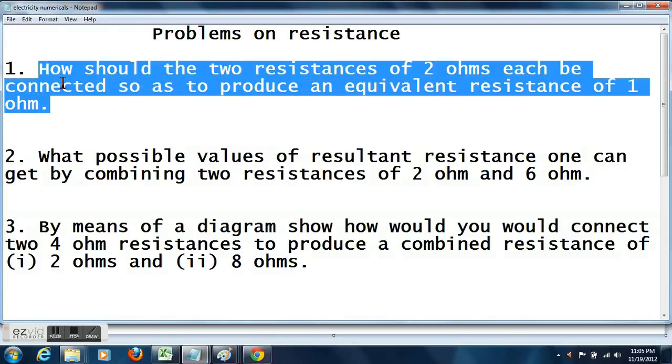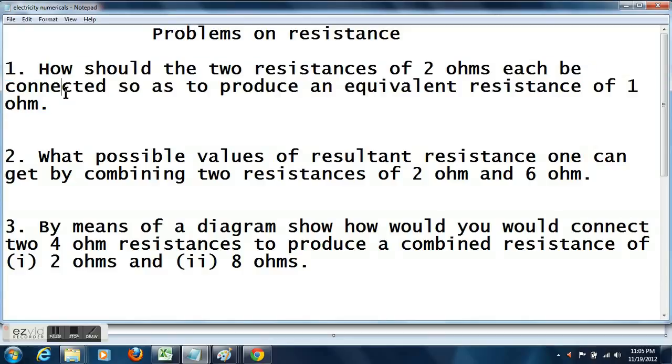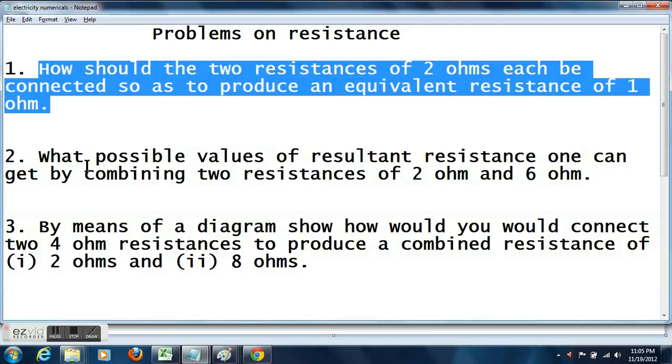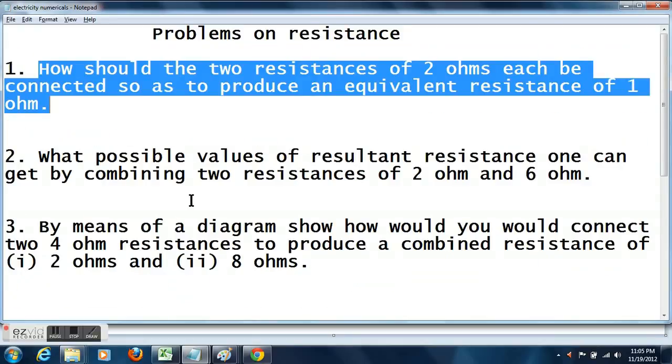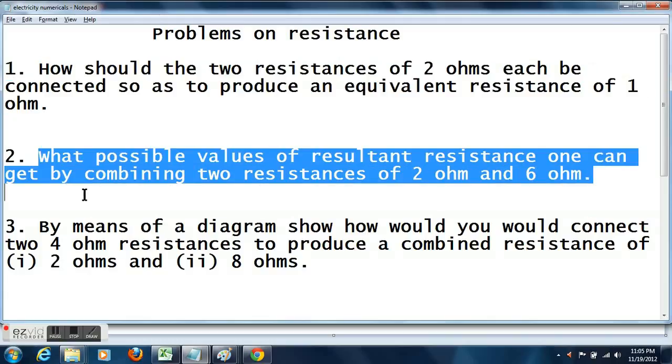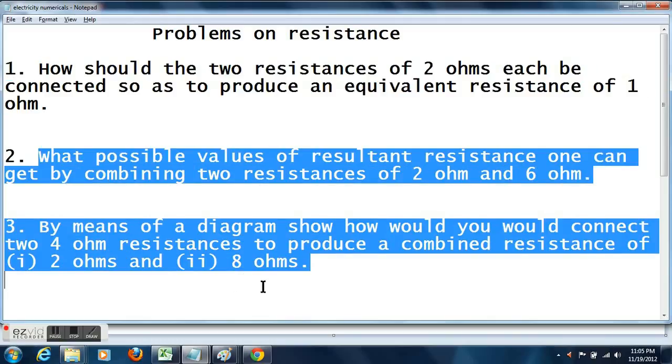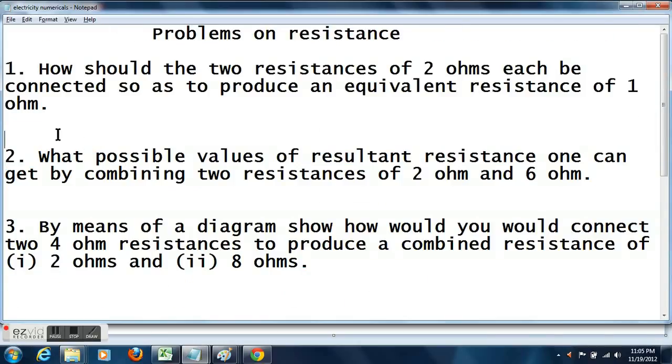Then I will be reading out a few more problems which you can start solving on your own, and from the next tutorial, when I will provide solutions for these remaining problems, you should be able to verify your result. So the first problem is like this: how should the two resistances of 2 ohms each be connected so as to produce an equivalent resistance of 1 ohm.